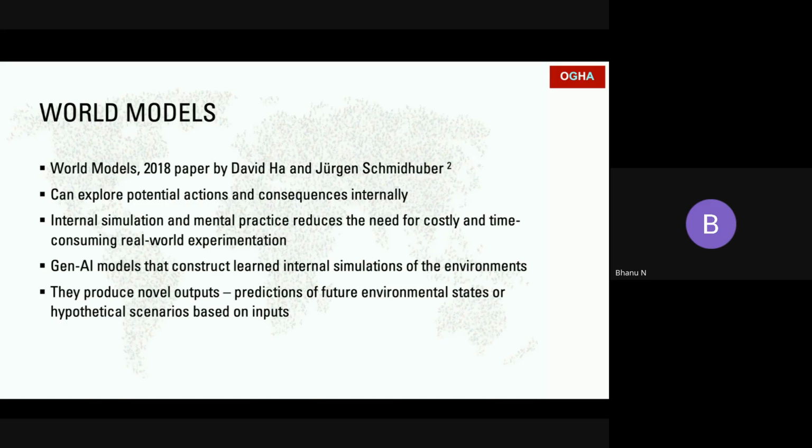They learn internal simulations of the environments. They keep that model inside, and they use it for predicting next or future states. So in that sense, they produce novel outputs. They predict the future environmental states, not just a single point state like the trajectory the ball is going to take, but a host of hypothetical scenarios based on your inputs. That's very useful. Basically, it can predict a range of scenarios and outcomes, and you can analyze them and take the best forward path.